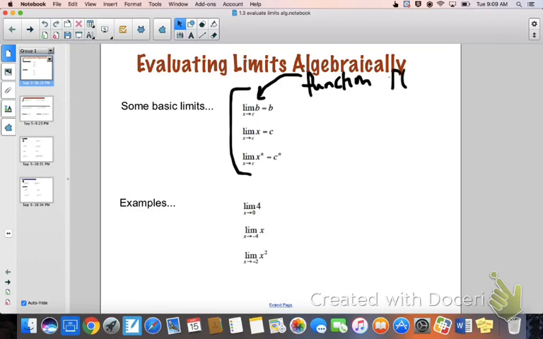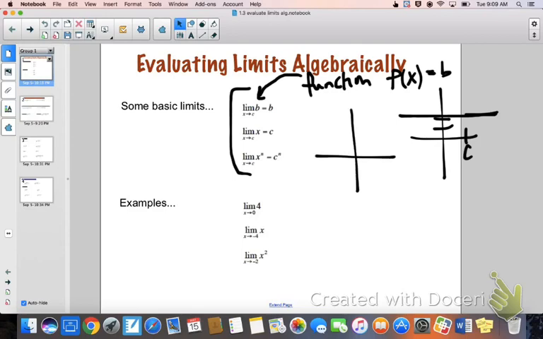And if f of x equals b, think about what that graph looks like, right? B is just a constant, so say b equals 2. That graph looks like this. So what is your limit as x approaches any c value? That limit is going to be b. Okay?